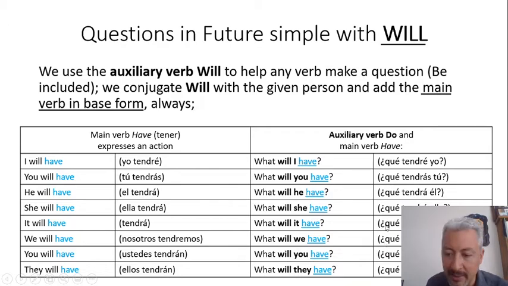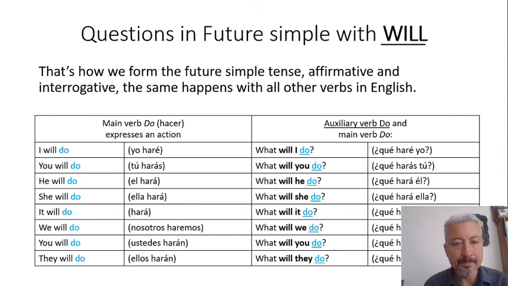Que tendrá eso? ¿Qué tendremos nosotros? ¿Qué tendrán ustedes? ¿Qué tendrán ellos? What will she have? What will it have? What will we have? What will you have? What will they have? As you can see, the verb will, the future, is a very simple tense to form.